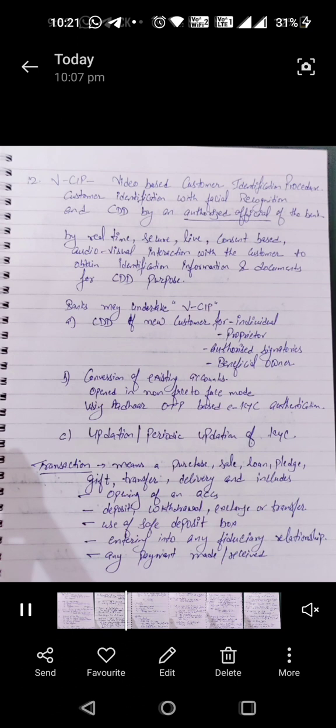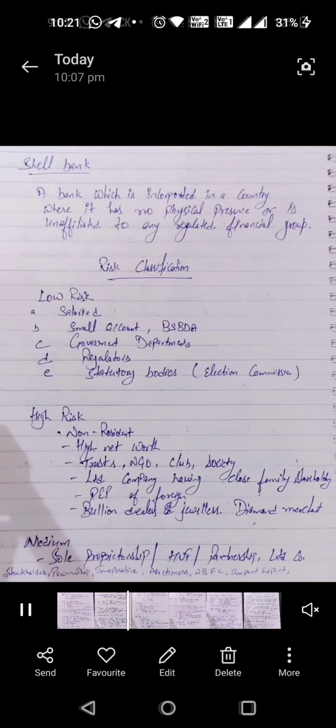Then the other one is the shell bank. A shell bank is incorporated in a country where it has no physical presence or is unaffiliated to any regulated financial group. It means this is a shell bank. Remember, shell banks are banks which are incorporated in a country but have no physical presence. So these are named as shell banks.